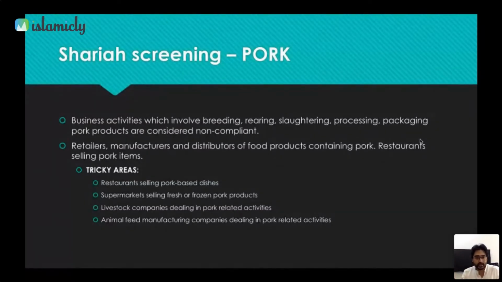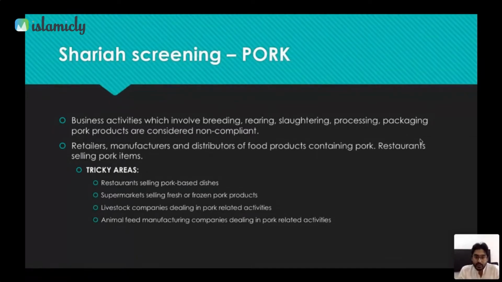In addition to the regular suspects, which are retailers, manufacturers, and distributors of food products containing pork, and restaurants as well. So if a company is breeding pork, rearing pork, slaughtering pork, processing it, or packaging it, all of these activities are considered non-permissible. The revenue proportion from these activities will be considered non-permissible. If you are selling food products containing pork items, that revenue will also be considered non-permissible.